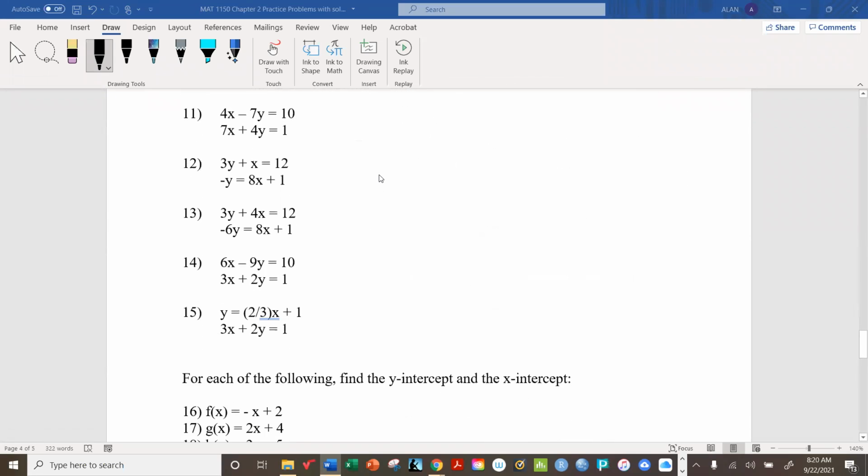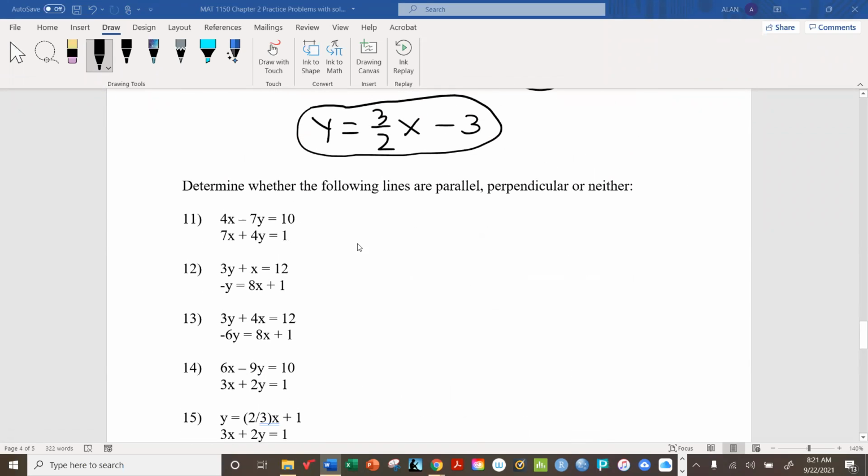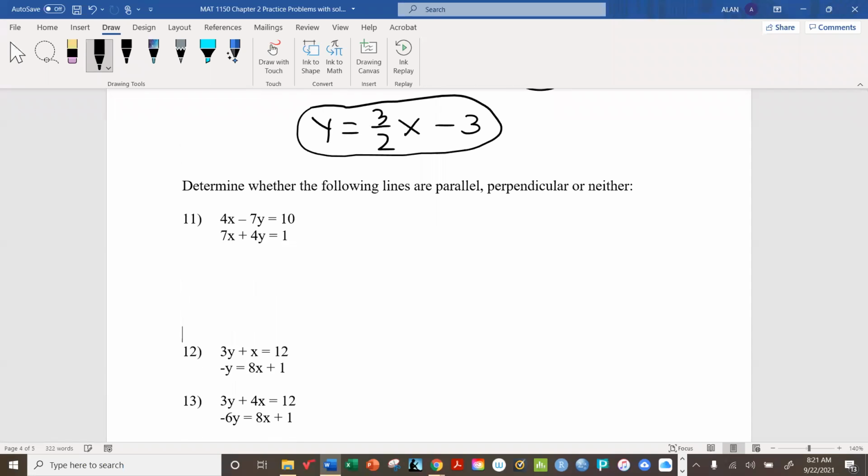So now what about these? Now these are very simple and straightforward because all we need to know is whether the lines are parallel, perpendicular, or neither. So how can we answer a question like that? Well, that means we need to know their slopes. That's all we need. But the way they're written, we have to do a little algebra to find their slopes.